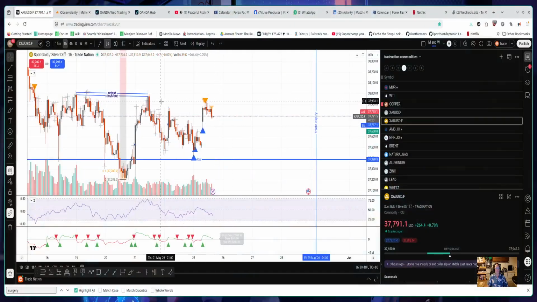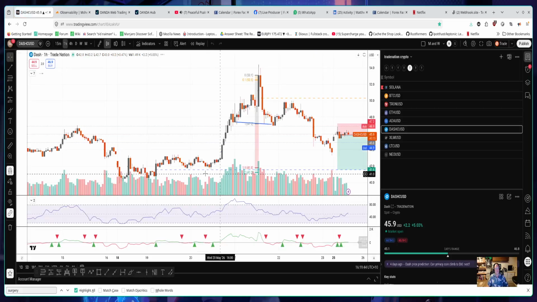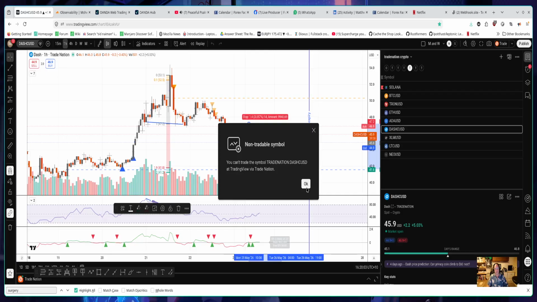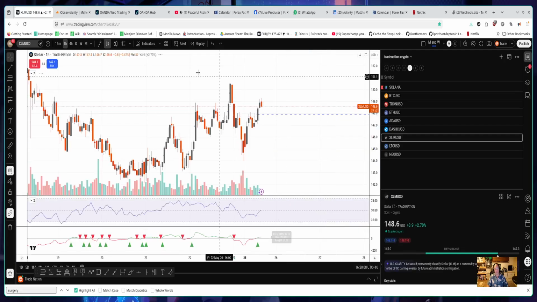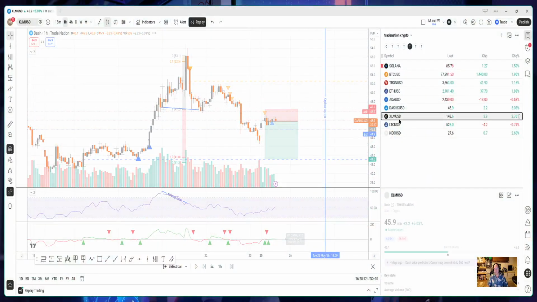Load it in the browser. Refresh. So to give us a 3-to-1 profit. And activate. Why isn't it activating? We just go sell. Not a tradable symbol. Ah, maybe I just don't have crypto turned on my Trade Nation account. Okay, carry on with our life.